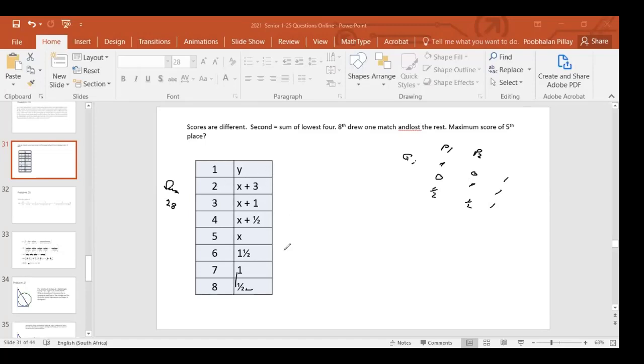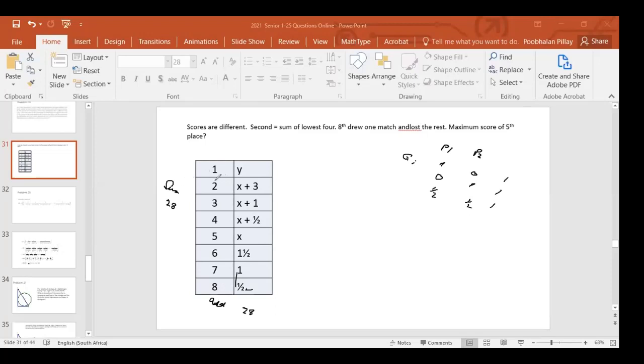So therefore, the sum of all these scores, when you add them, you're going to get 28. Because these are the scores of each person. I'll repeat that. Why is the total score 28? Because there were 28 games played altogether, and the total score in each game is 1. There are 2 people playing.